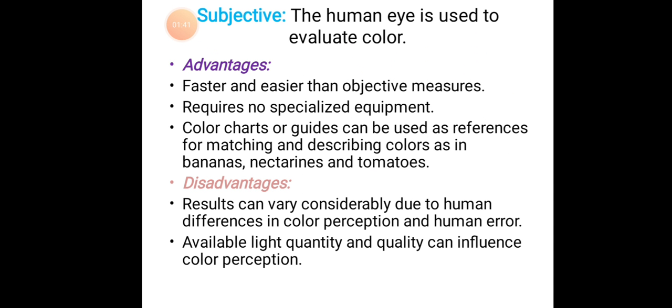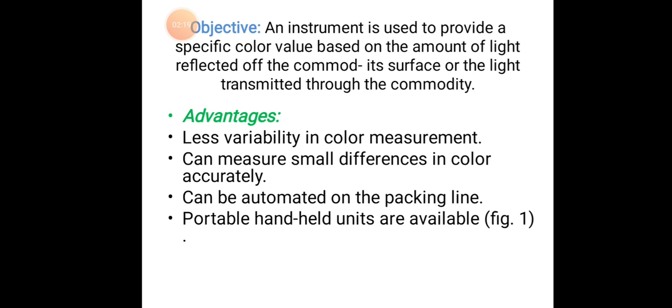Subjective: the human eye is used to evaluate color. Advantages: faster and easier than objective measures, requires no specialized equipment. Color charts or guides can be used as references for matching and describing colors, as in bananas, nectarines, and tomatoes. Coming to disadvantages, results can vary considerably due to human differences in color perception and human error. Available light quantity and quality can influence color perception.